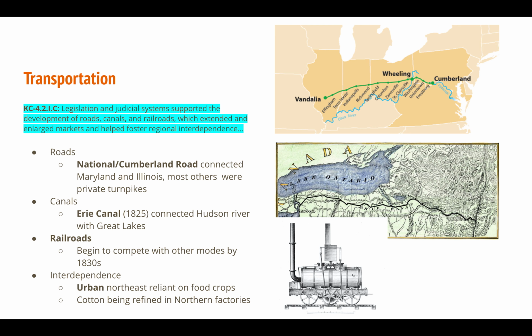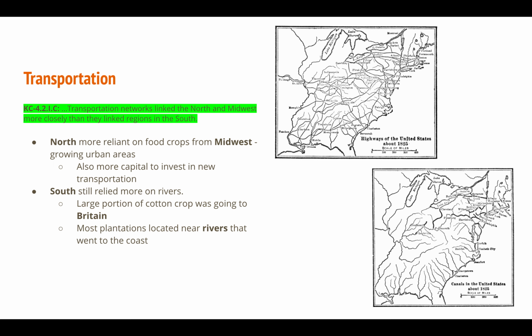Cotton is being refined in the northern factory, so it's grown in the South, and then all the textile mills in the North are importing it, turning it into cloth that can be sold back to the rest of the country. All right, so transportation networks link the North and Midwest more closely than they link the regions in the South. And so you can see this in the two maps that are included here. Old as they might be, you can still see a difference.